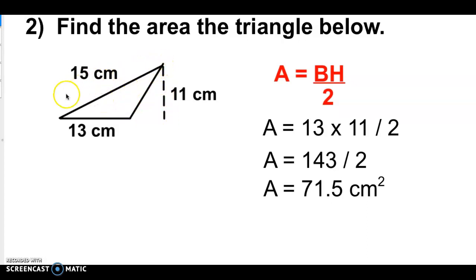15 represents this side, and we would only need that if we were finding perimeter. So 13 times 11 divided by 2, I'm using the slash as division when I type it. So your area could be a decimal number. It's very likely that your answer will be a decimal, and it's the units to the second power.